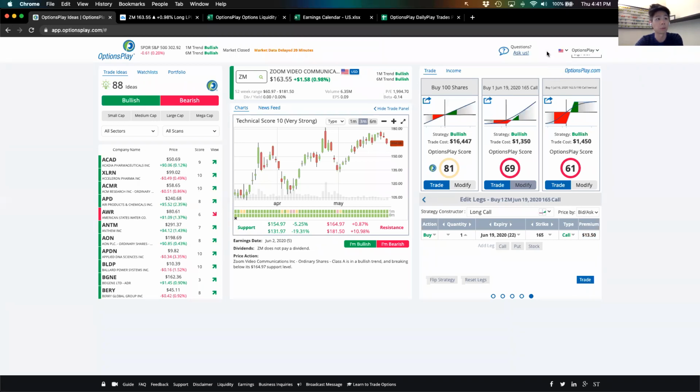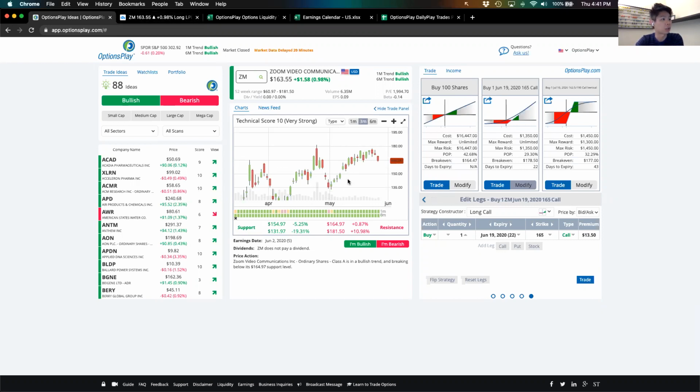Now, I'm still quite bullish on this particular stock because I think working from home is going to be a trend that's going to continue for quite some time, substantially longer than I think we anticipate at the moment. So buying a 165 call costs $13.50. That means my break-even price is $178.50. If we look at a chart here, $178.50 is basically the all-time high. So you basically need the stock to go to the all-time high and higher just to break even.